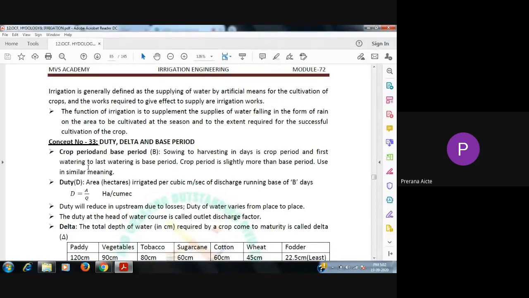Now please see, irrigation is generally defined as the supplying of water by artificial means for the cultivation of crops, and the works required to give effect to the supply are irrigation works. The function of irrigation is to supplement the water falling in the form of rain on the area to be cultivated, at the season and to the extent required for the successful cultivation of the crop. So that is called irrigation.